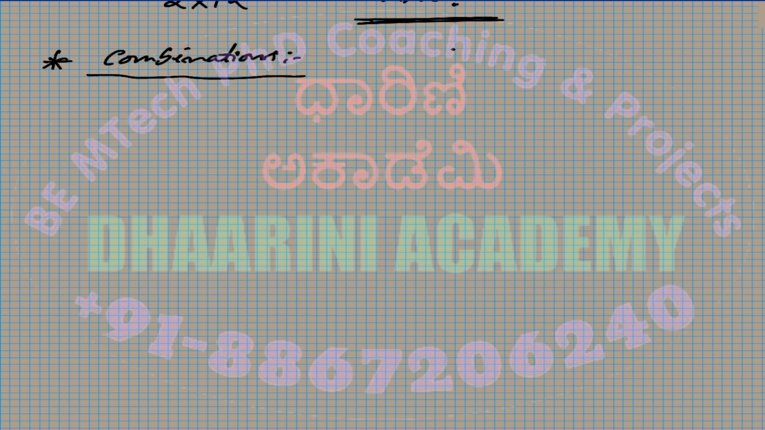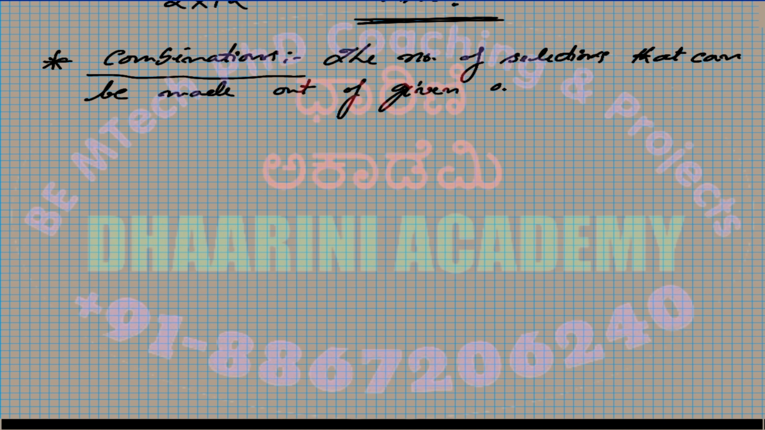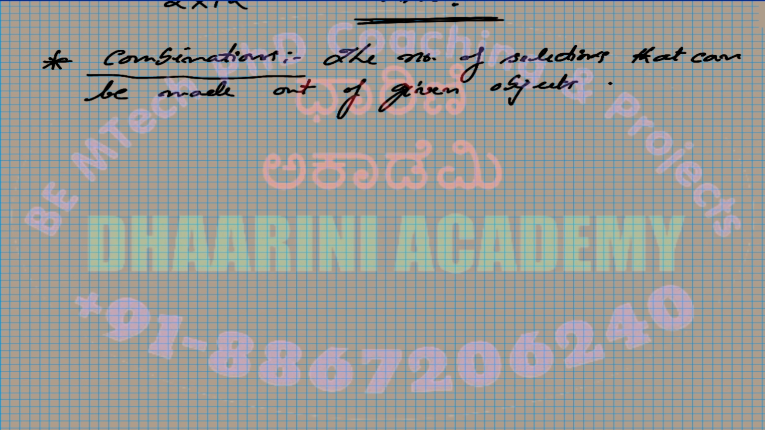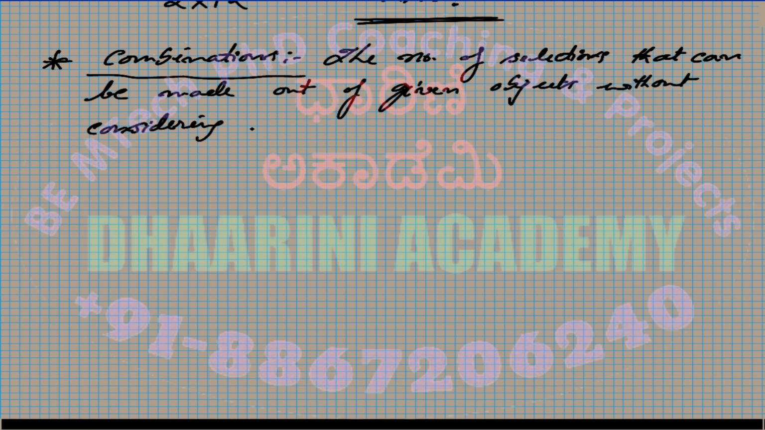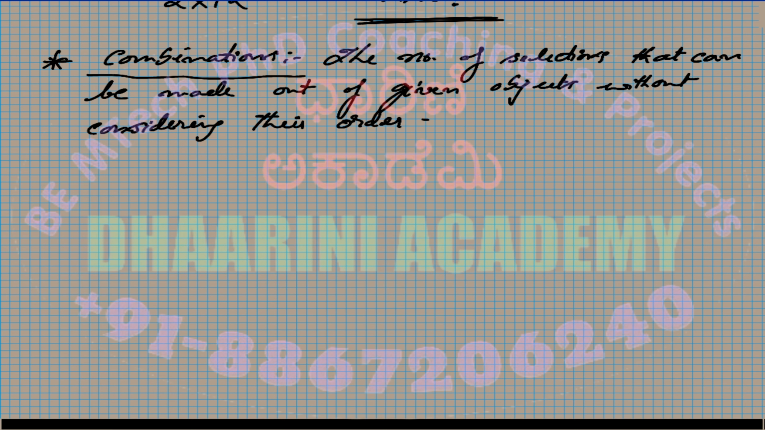All right, so the number of selections that can be made out of given objects, without considering their order, is what is called the combination.